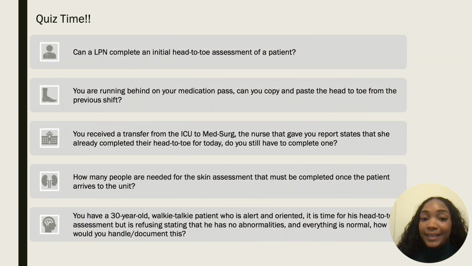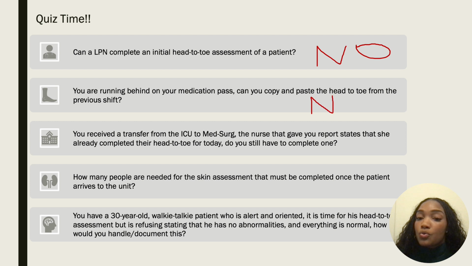So, quiz time. Can an LPN complete an initial assessment of a patient? No. You're running behind on your medication pass. Can you copy and paste the head to toe from the previous shift? No. You received a transfer from the ICU to MedSurg. The nurse that gave you your report states that she already completed the head to toe for today. Do you still have to complete one? Yes. How many people are needed for the skin assessment that must be completed once the patient arrives to the unit?